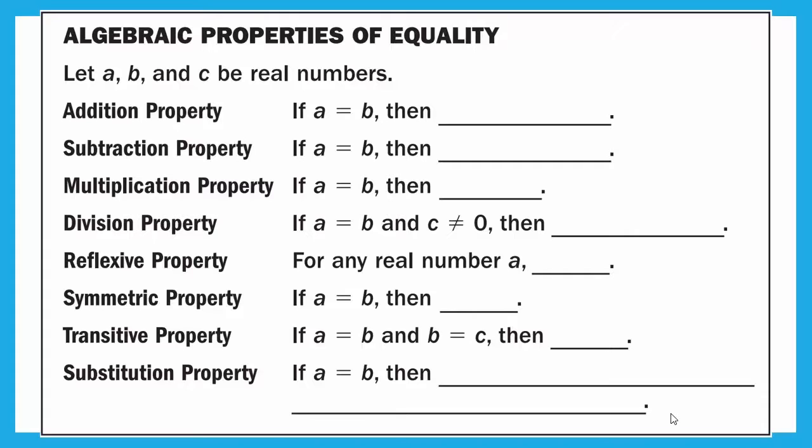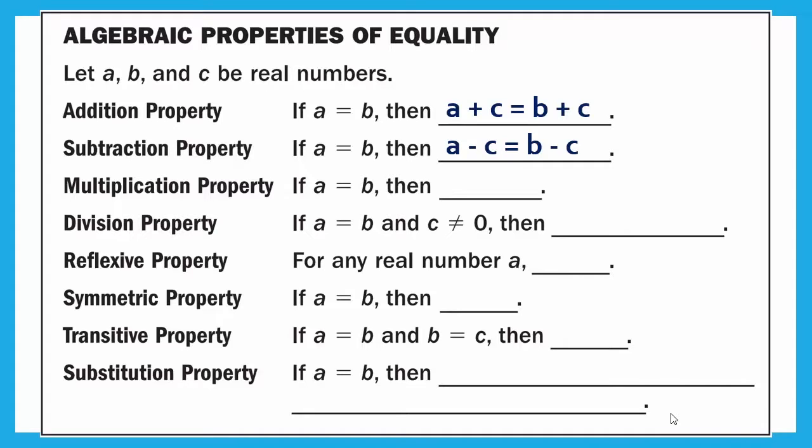Let A, B, and C be real numbers. In the addition property, if A is equal to B, then whatever I add to A, I also have to add to B in order to balance out this equation. So we have A plus C is equal to B plus C. In the subtraction property, if A is equal to B, then whatever I subtract from A, I also need to subtract from B in order to balance out the equation. So I have A minus C is equal to B minus C.